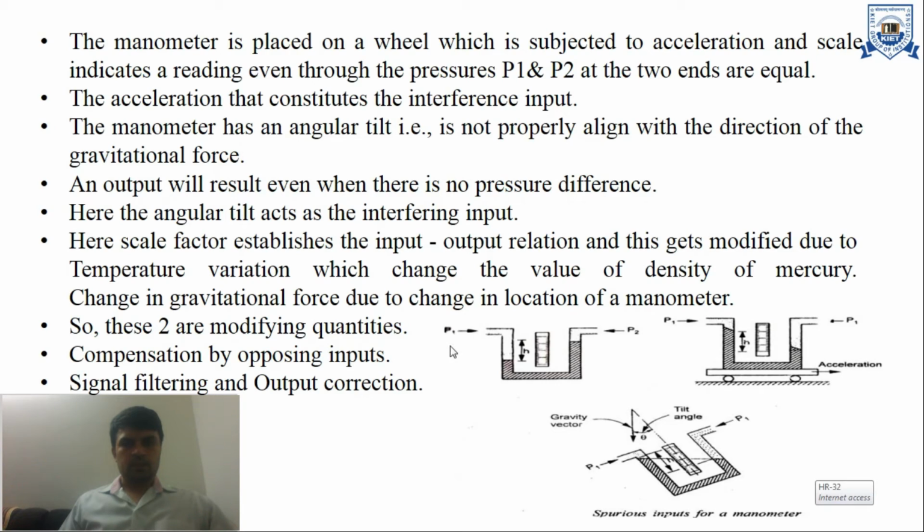So in this case we have P1 minus P2 as our desired input, h is our output, and the density of mercury is our G, based on which we get the output. So in these cases acceleration and tilting produce some interfering input or some noise to our system. So for that purpose we use signal filtering and output correction methods.